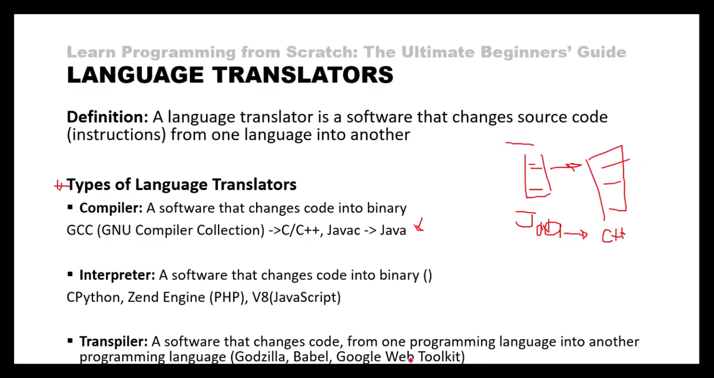An example is the Google Web Toolkit. The Google Web Toolkit is meant to change Java into JavaScript. That's what the web toolkit does for you. Babel converts JSX into JavaScript. Emscripten-style tools like Godzilla are also popular transpilers that convert C++ into Java. It does a lot of conversions. So this is about language translators. At times you need to change a programming language into binary, and sometimes from one programming language into another. This marks the end of the lesson on language translators.